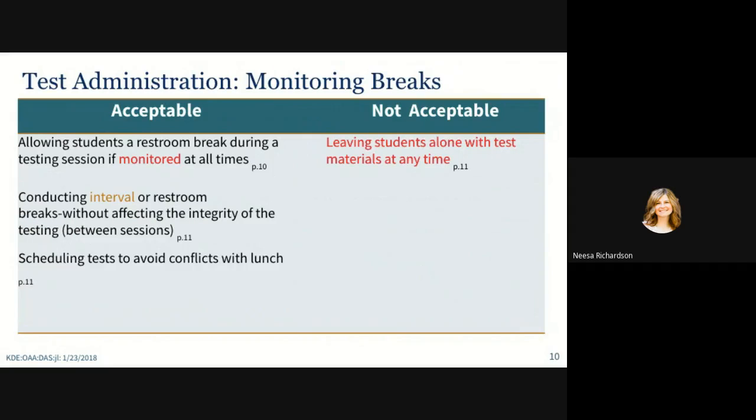If a student needs a restroom break, you will monitor them at all times, at least outside of the door, and they need to go in individually during an assessment from KDE.